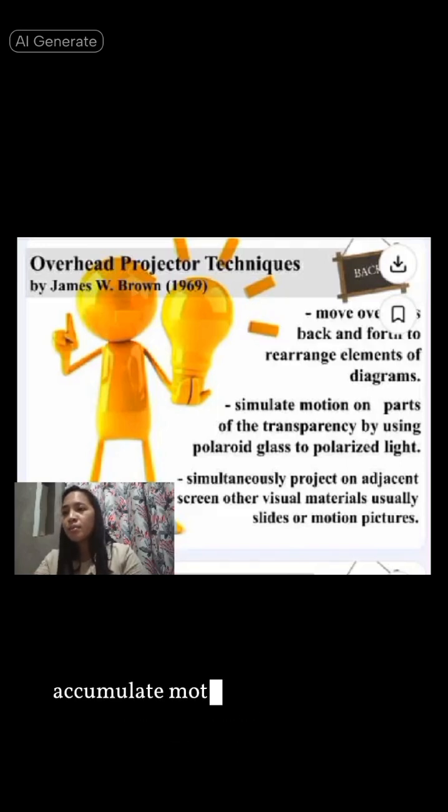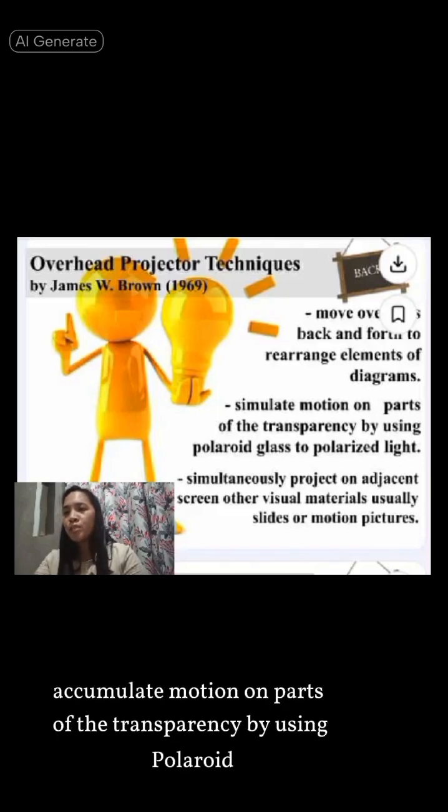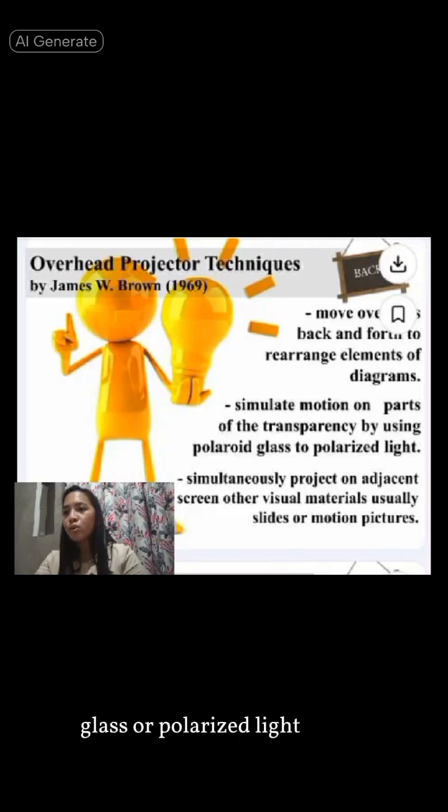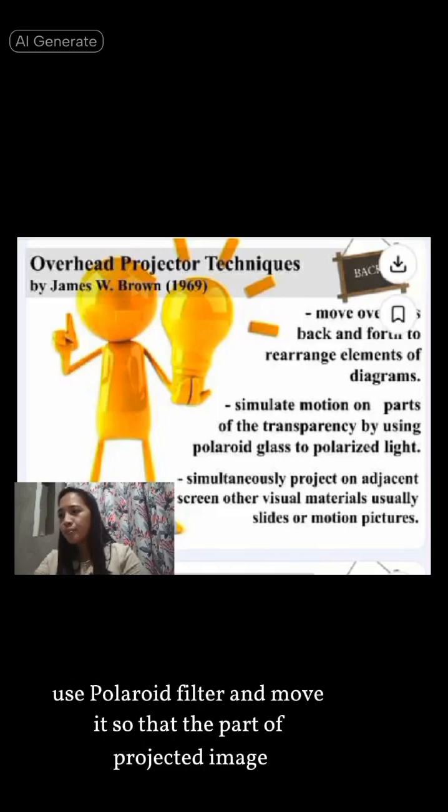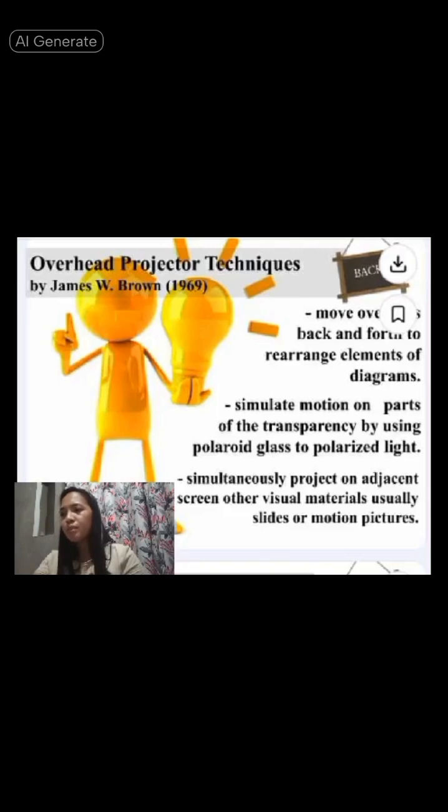Number 7: Simulate motion on parts of the transparency by using Polaroid glass or polarized light. In short, use a Polaroid filter and move it so that the parts of the projected image look like they are moving.